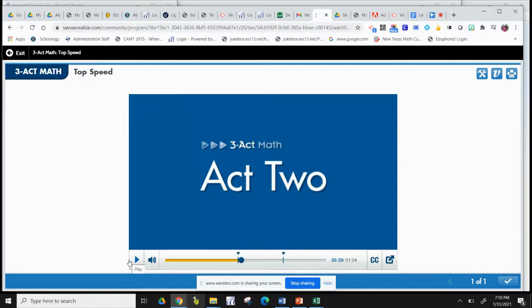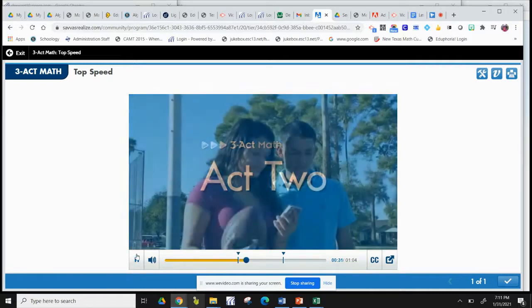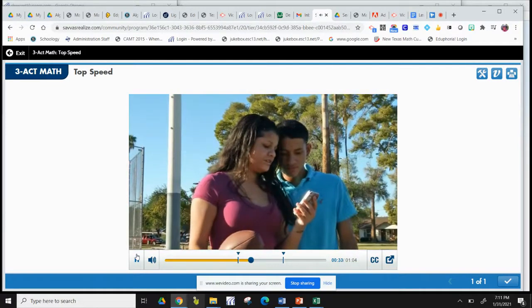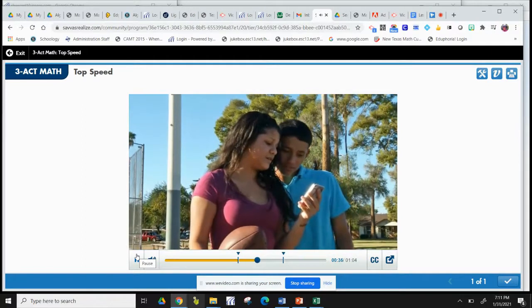So what do you think? How fast was he going? And can we tell how fast he was going? And what would we use to tell how fast he's going? Okay, here's what I found about braking distances on my phone.